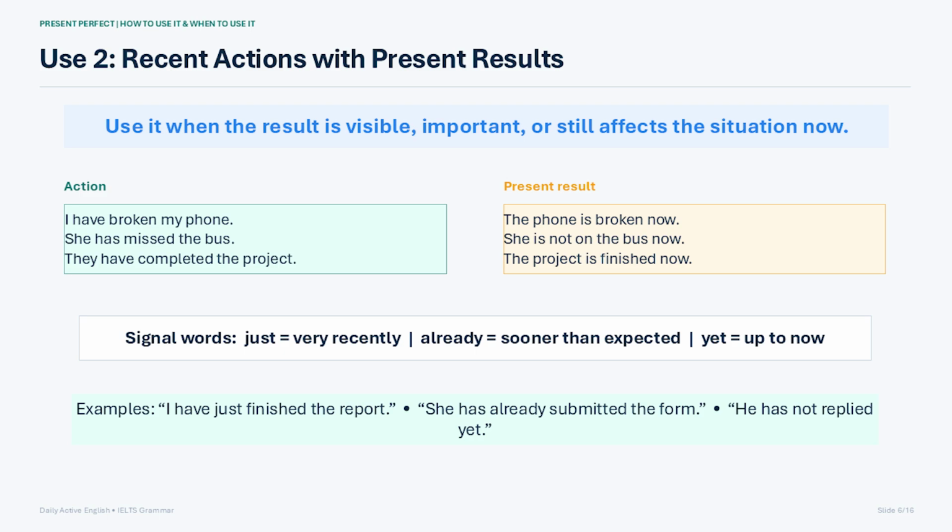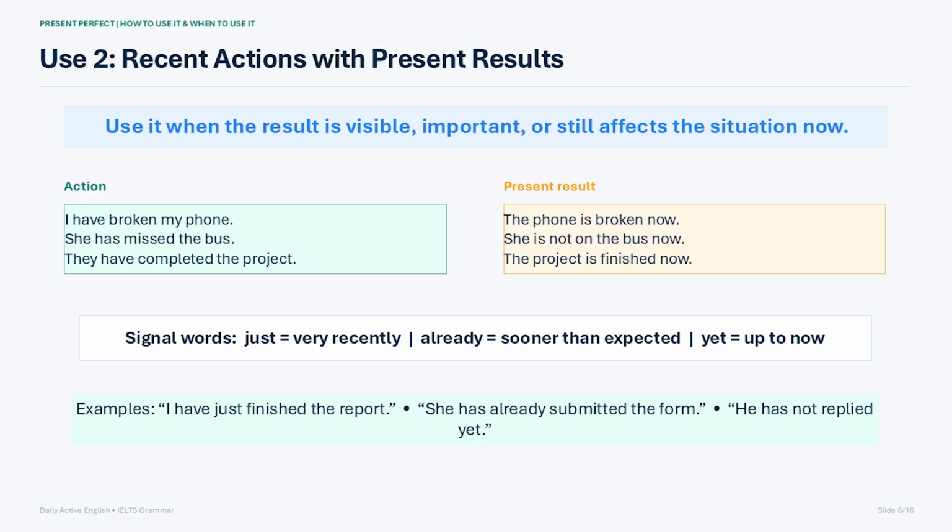This is why the present perfect is often used with words like just, already, and yet. For example, I have just finished the report. She has already submitted the form. He has not replied yet.